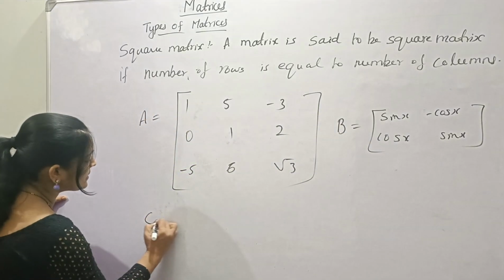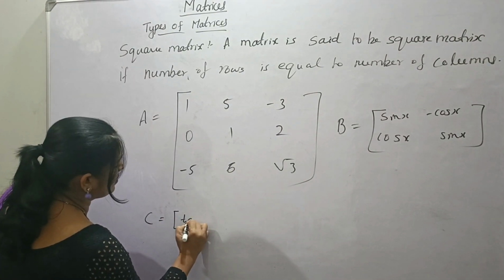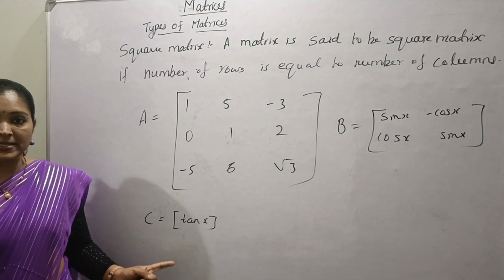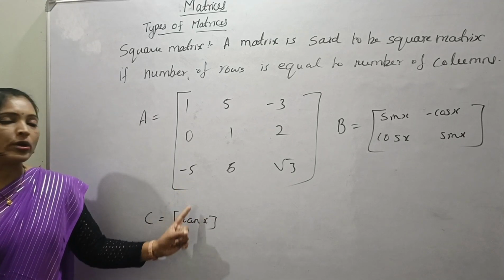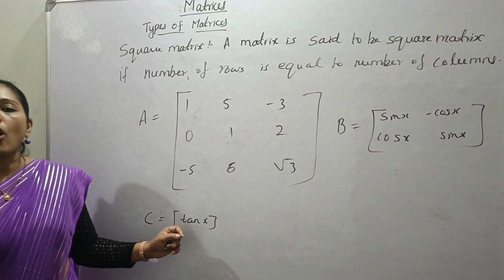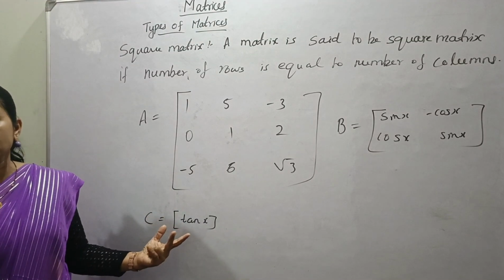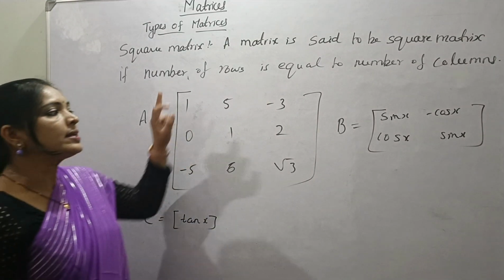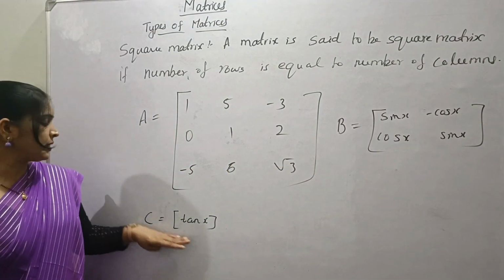One more example. C is equal to 1. See here, there is only one element in this matrix. So it is also a square matrix because here only one row and only one column. Okay. Therefore, C is also a square matrix of order 1 by 1. So we can say C is a square matrix of order 1. Okay. A is a square matrix of order 3. B is a square matrix of order 2. And C is a square matrix of order 1.